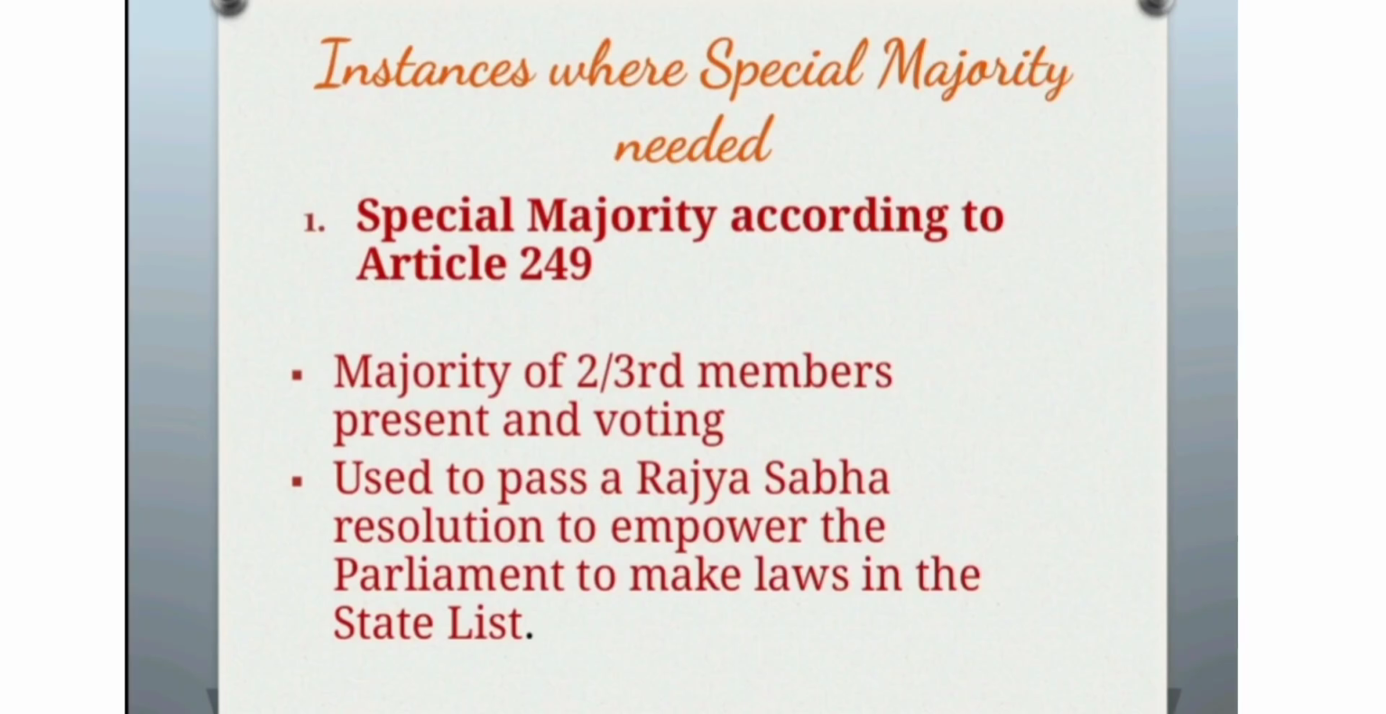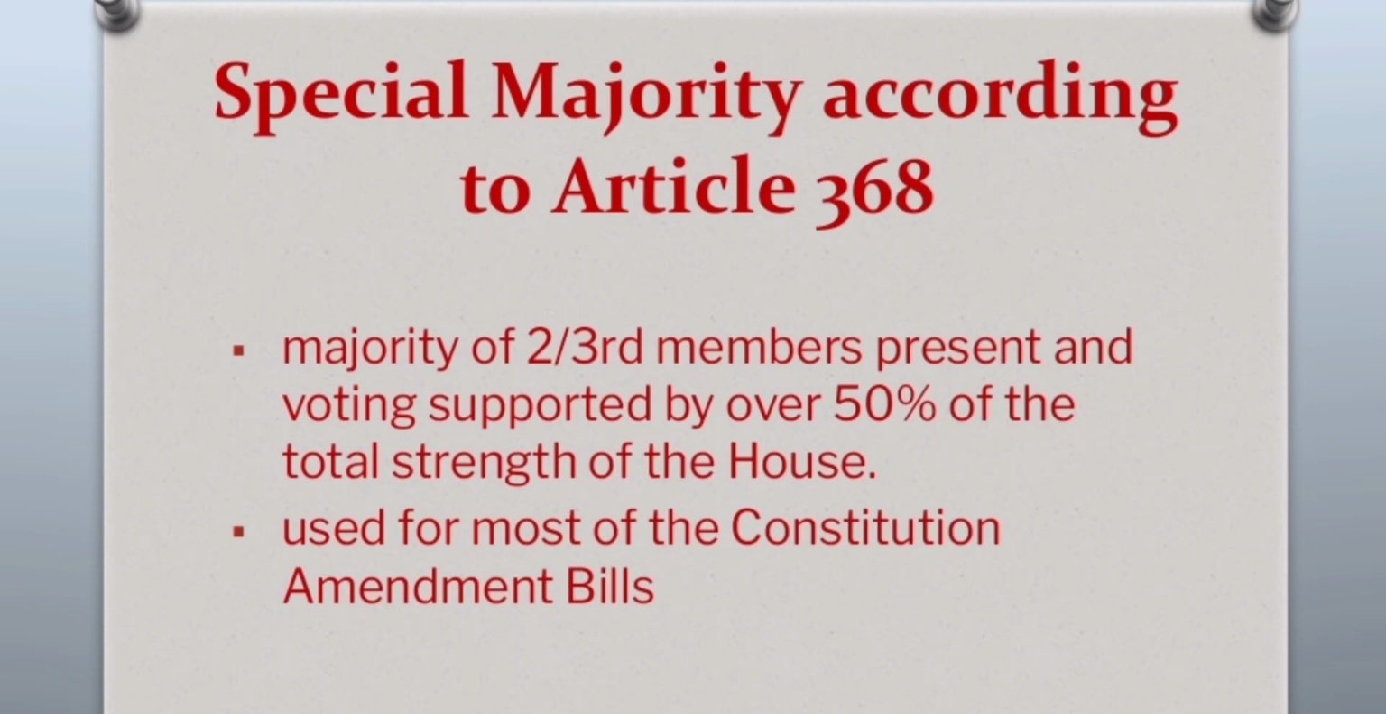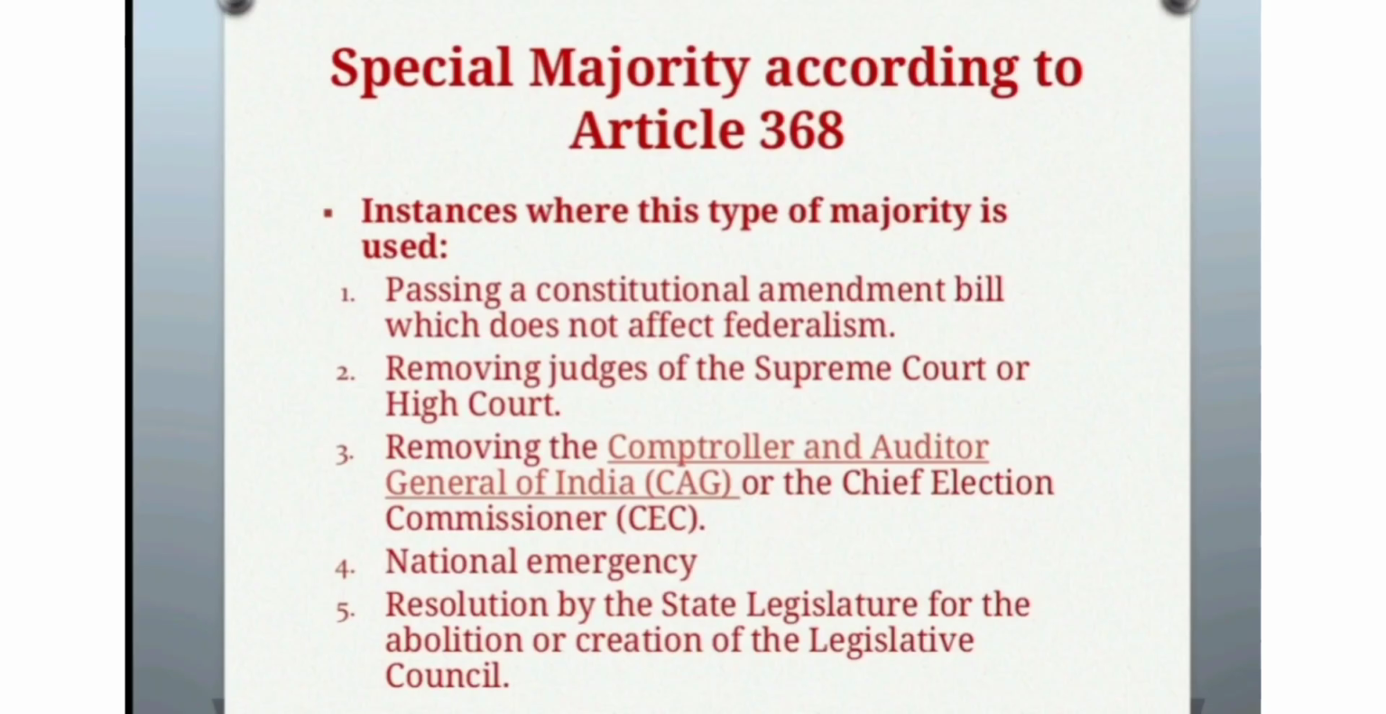The special majority according to Article 249 is the majority of 2/3 of members present and voting. It is used to pass a Rajya Sabha resolution which empowers the parliament to make laws in state list. And the special majority according to Article 368 is the majority of 2/3 of members present and voting, supported by over 50% of the total strength of the House. Most of the constitutional amendment bills are under Article 368.